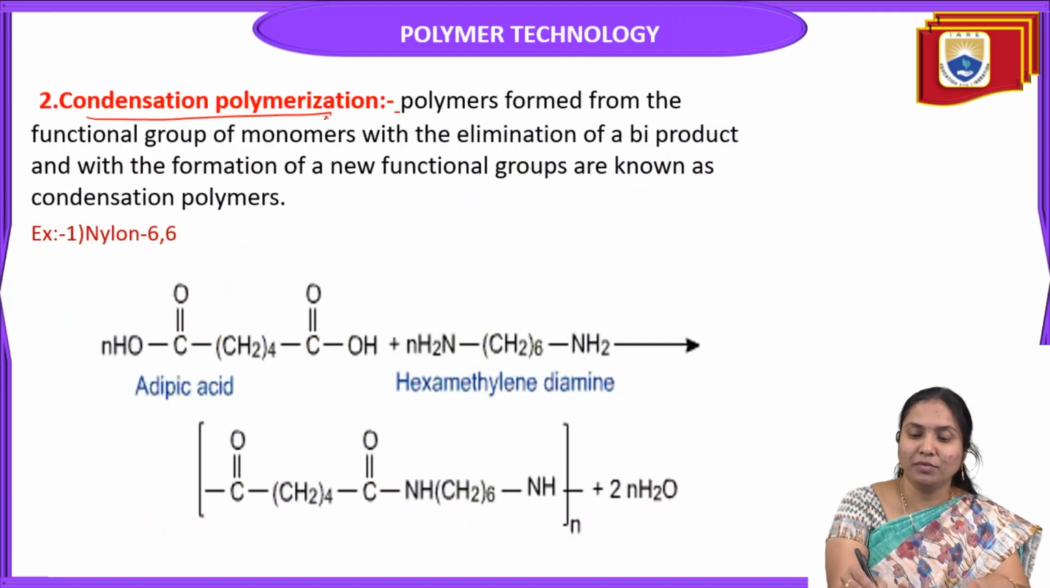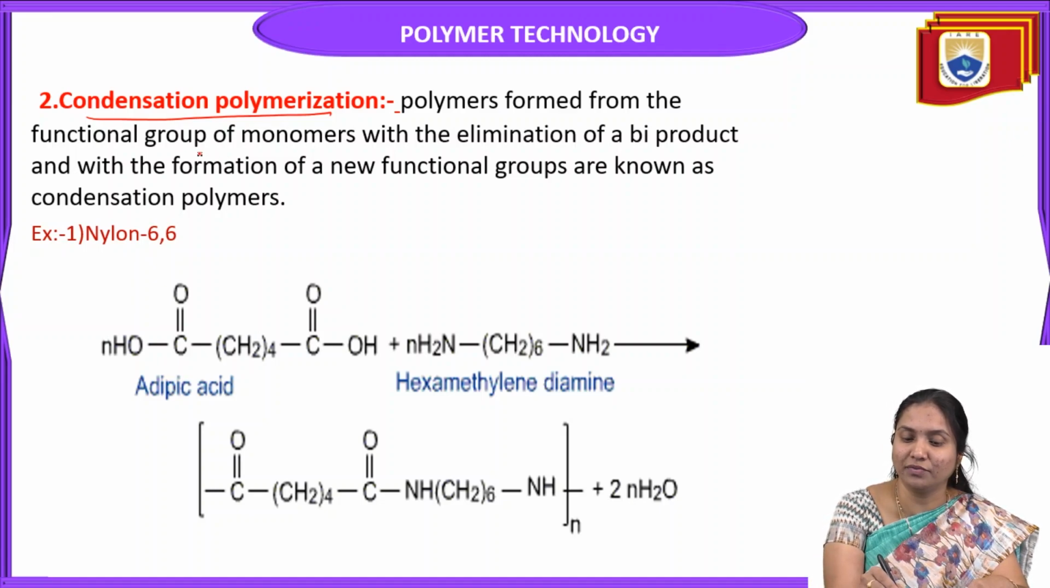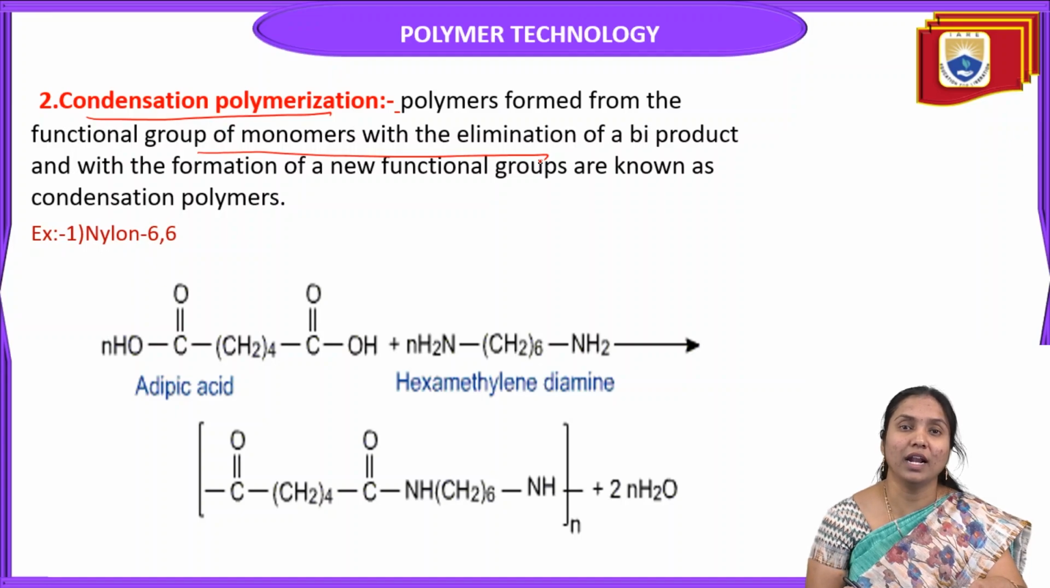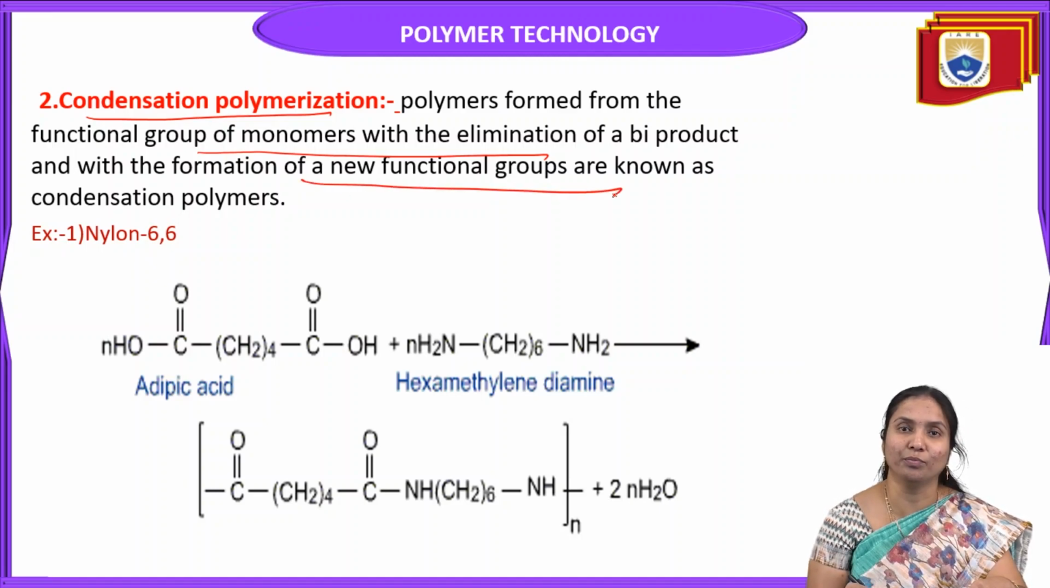And next type of polymerization is condensation polymerization. These polymers are formed by two different functional groups of monomers and elimination of byproduct, with the formation of new functional group. They are known as condensation polymers. So condensation polymerization means these are formed by two different functional groups of monomers.